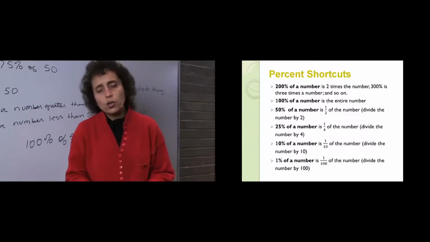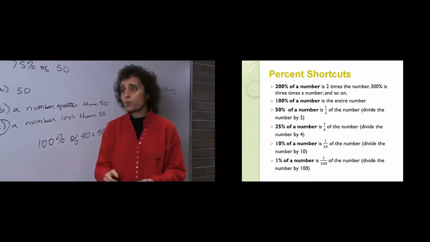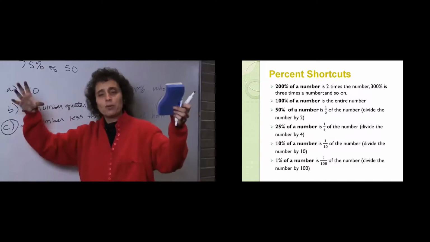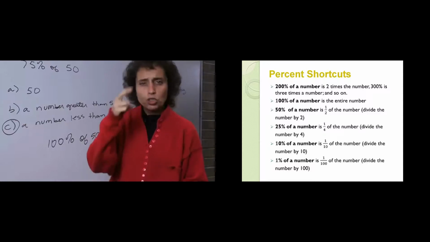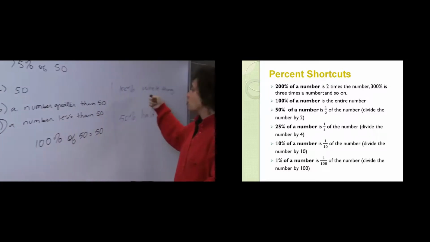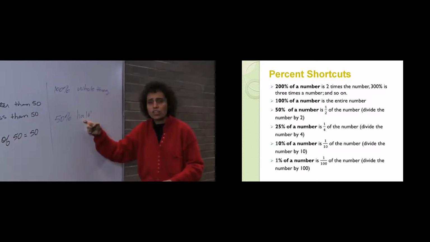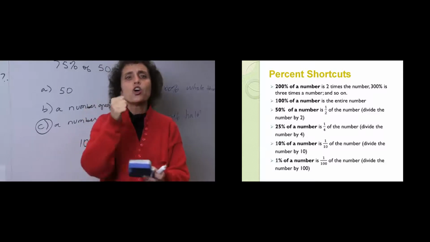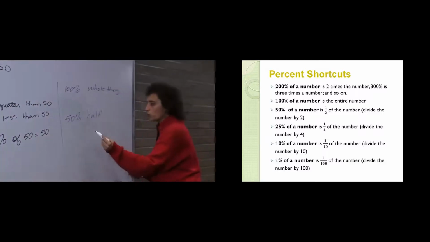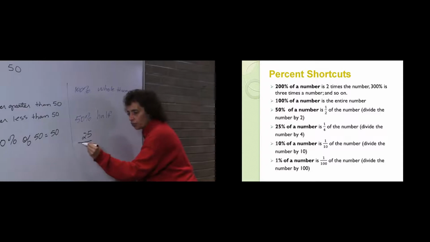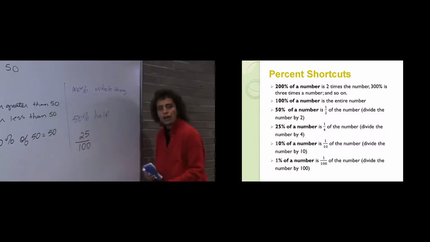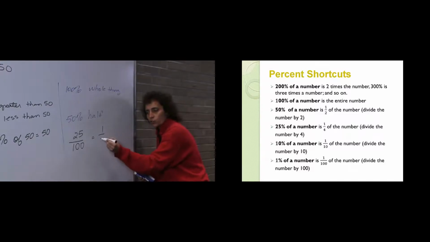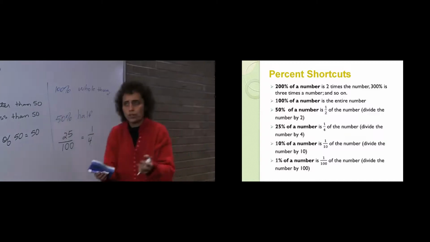Take a look at the percent shortcuts in your workbook. 200% of a number is 2 times the number, because 100% is the whole number and 200 is twice that. 100% we already said is the whole thing. 50% is half of it. 25% is really a quarter of it. Let's think about why. You already know that percent means out of 100. So 25% means 25 out of 100, which reduces to 1/4, because 25 goes into 25 once and 25 goes into 100 four times.